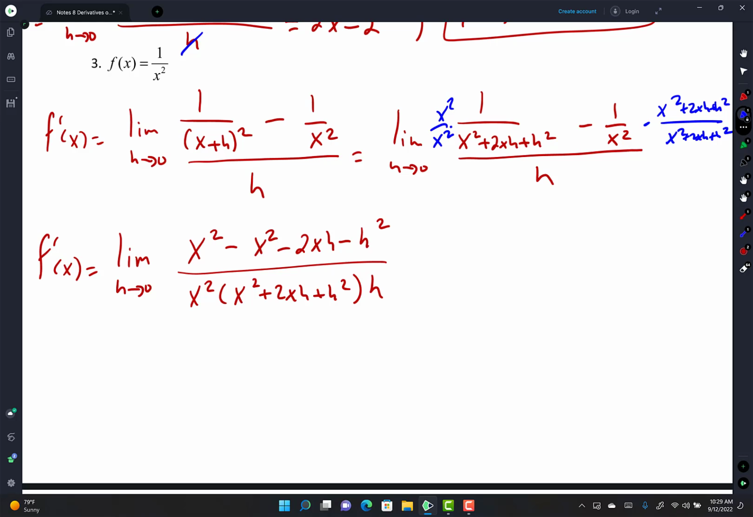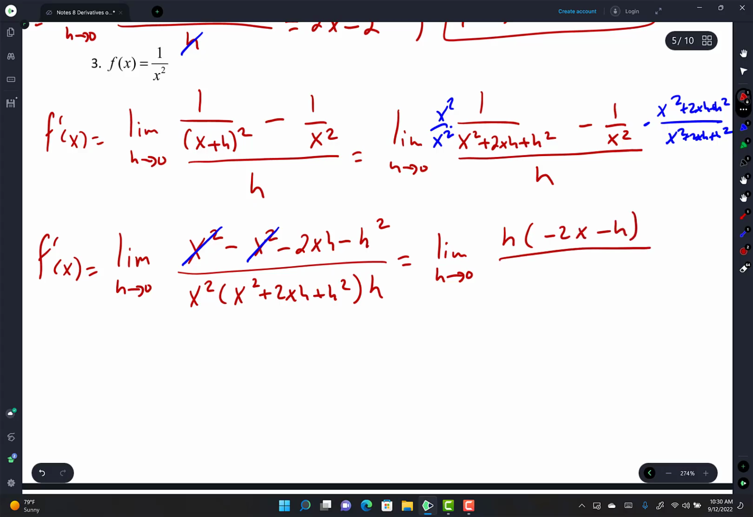Let's cancel some stuff out. The x squares cancel out. Now I can factor out an h. As h approaches 0, here's my h. Negative 2x minus h all over, in the bottom, x squared plus 2xh plus h squared times h.